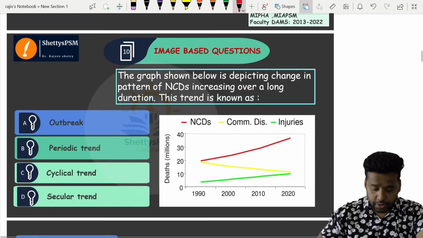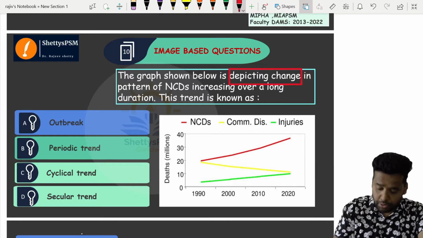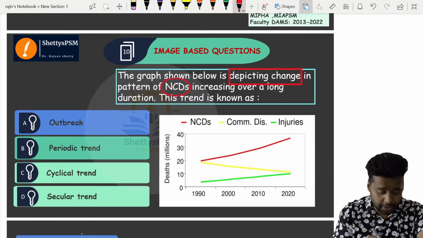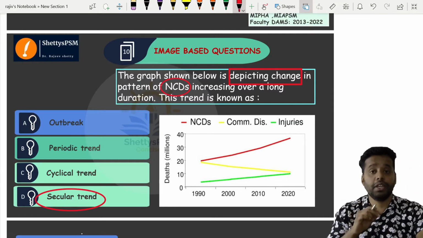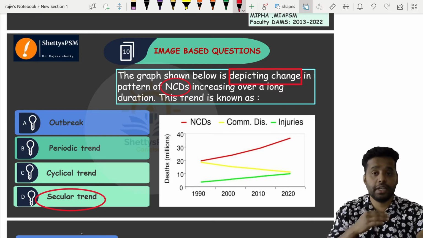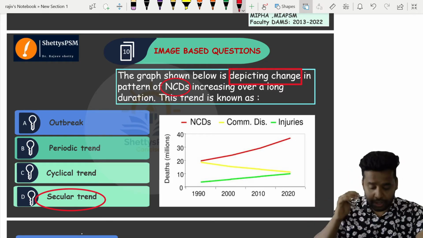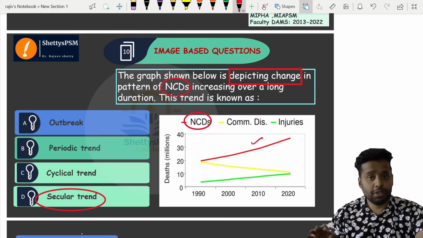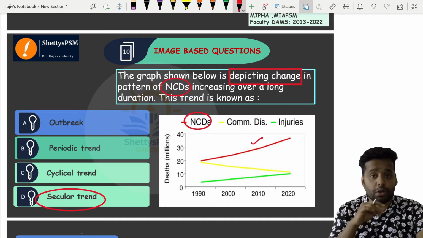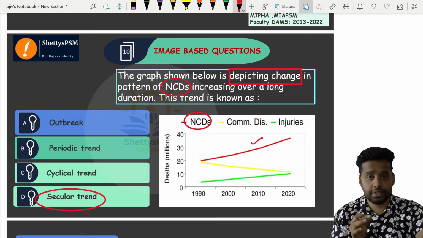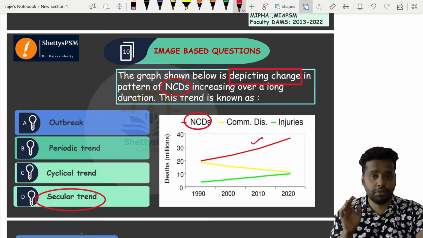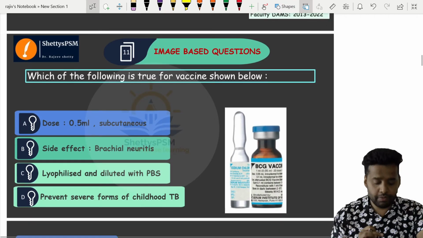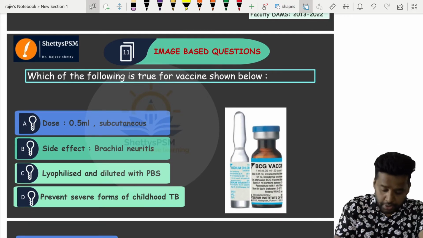See the question. Depicting the change in the pattern of non-communicable diseases over time. What is this trend called? Long-term fluctuation. Answer is secular trend. Example, epidemiological transition. Increase in the trend of non-communicable diseases compared to communicable disease. This is showing epidemiological shift in the pattern of diseases, also known as long-term fluctuation, secular trend. Keep this in mind. All these are repeat. Very important question.